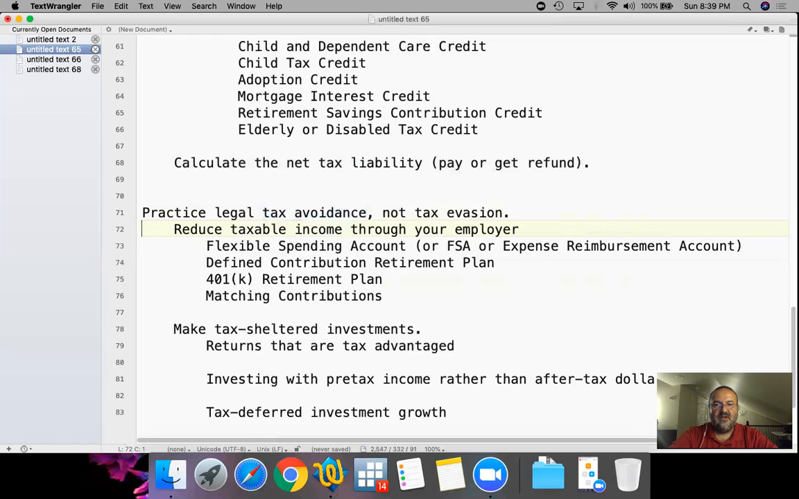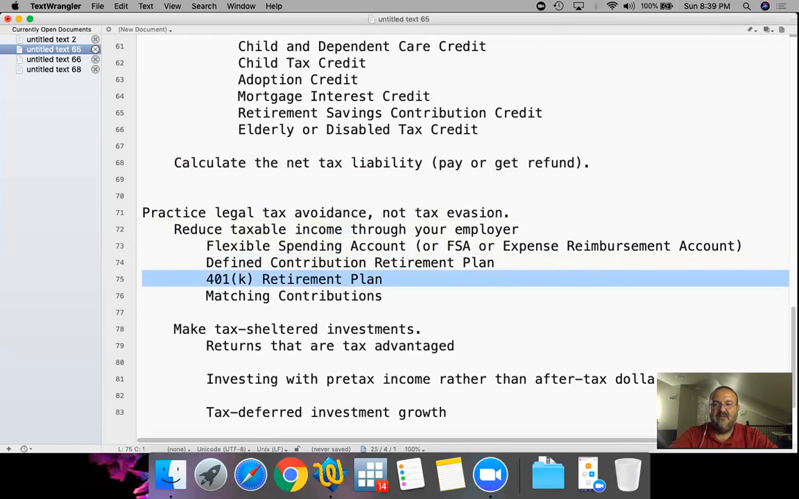Remember, Al Capone was actually prosecuted on tax charges. So reduce taxable income. There are two things certain in life: death and taxes. So you have to pay your taxes. Whichever country you are in, by the way, you have to pay your taxes. So reduce taxable income through your employer. You could have a flexible spending account. You can have an employer contribution retirement plan.